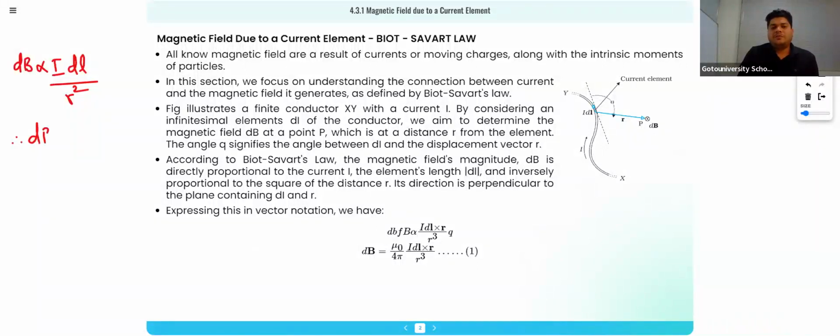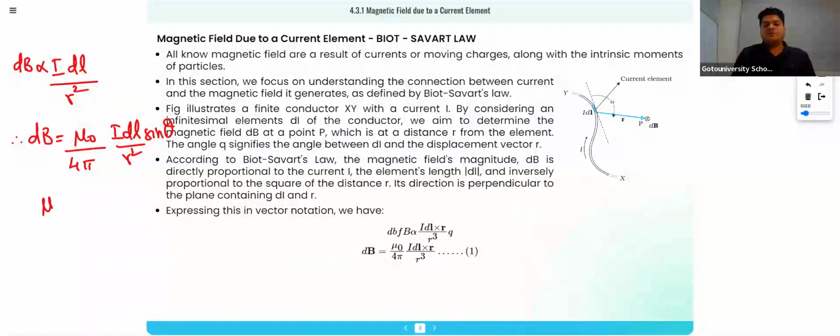So what will be the formula of dB? dB will be equal to mu naught over 4 pi into I dl over r square into sine theta. What is mu naught? Mu naught is permeability of free space. Mu naught is equal to 4 pi into 10 raised to minus 7, in terms of Tesla meter per ampere.